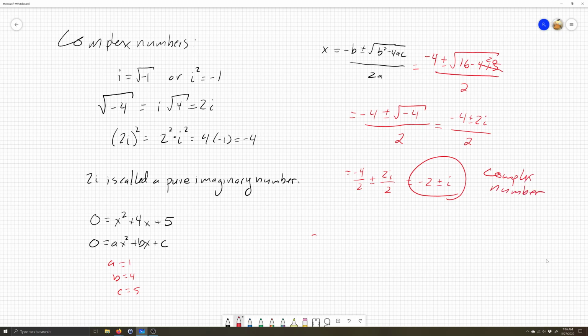So the idea here is you have some real number a plus some imaginary number bi. This number a is called the real part, and this part bi is called the imaginary part.